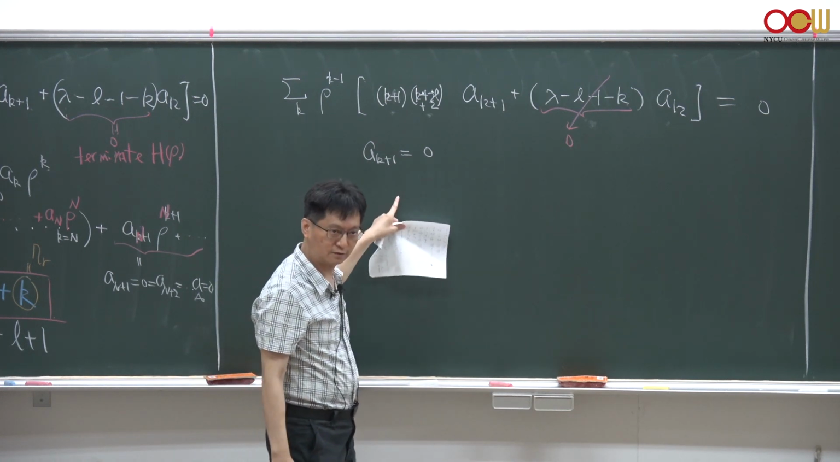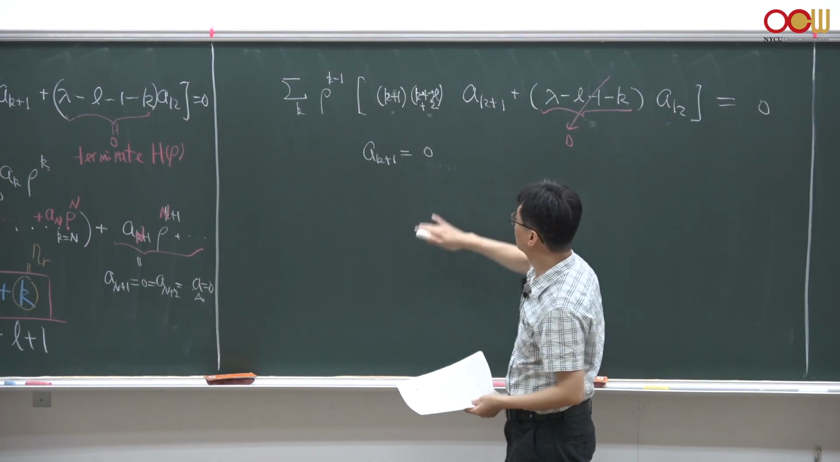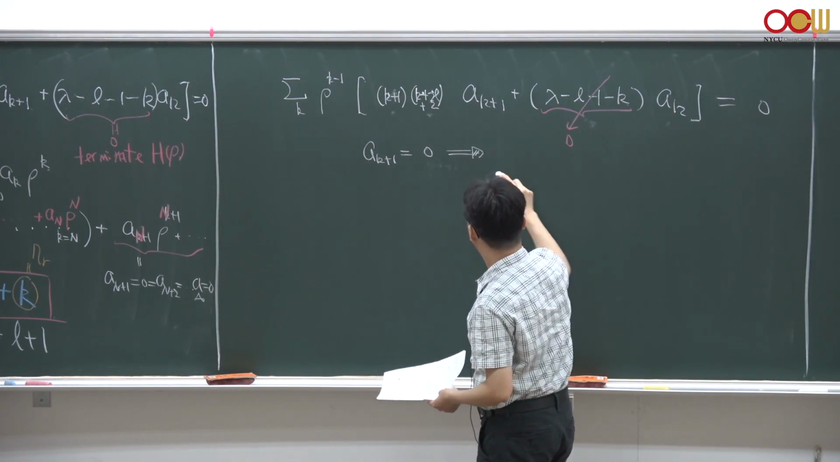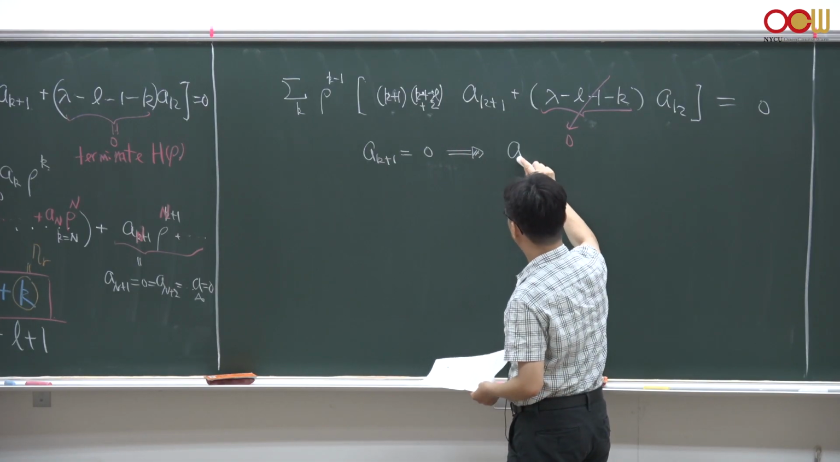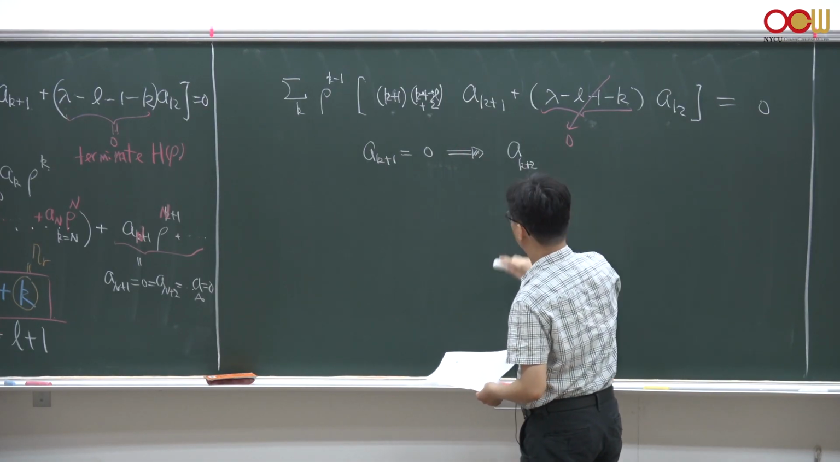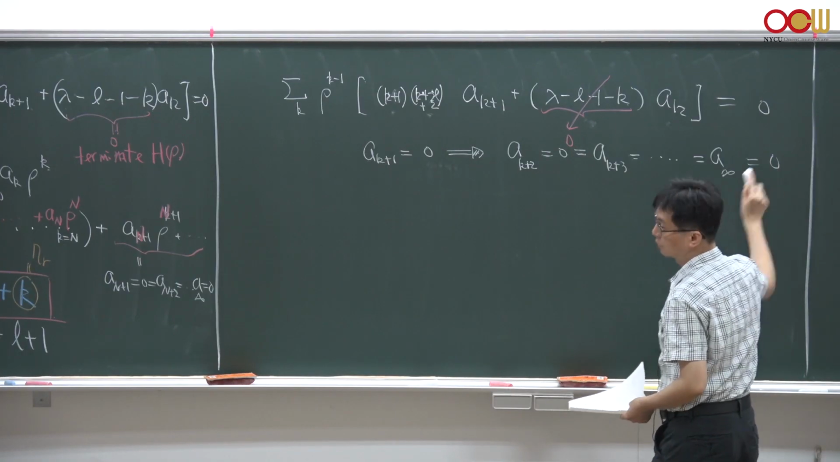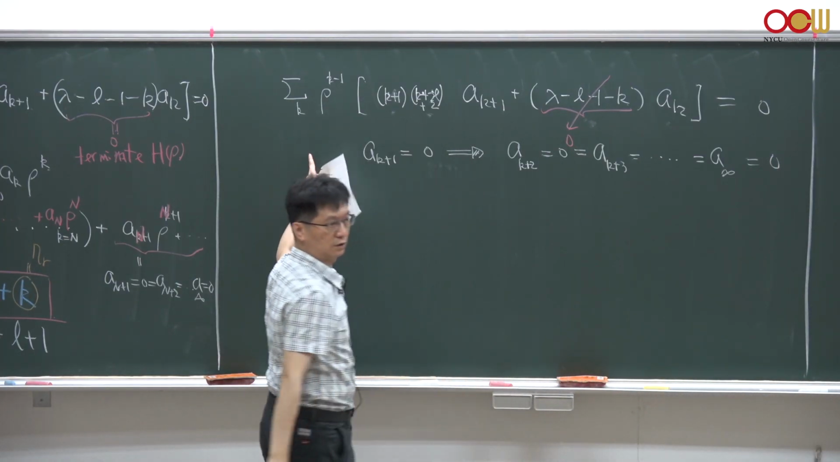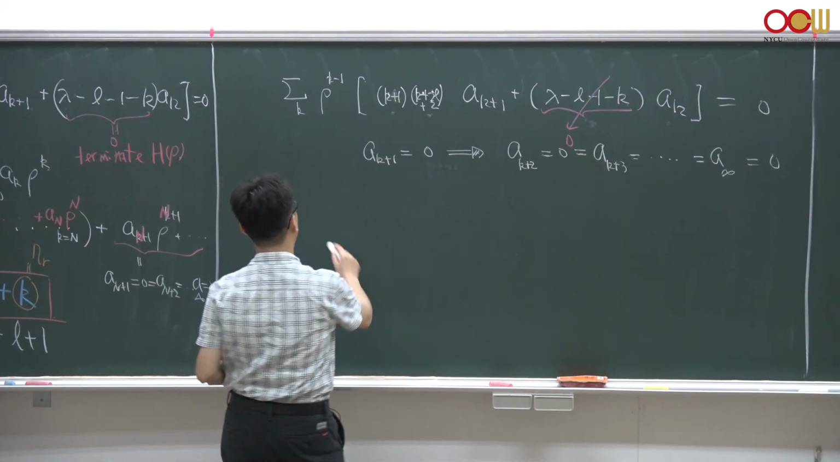Everyone gets that? Once a_{k+1} vanishes, we could derive all the coefficients from this recursive relation. The coefficients beyond that power k plus 1 should also vanish. Okay, so the way that we show this is precisely to go back to this recursive relation one more time.